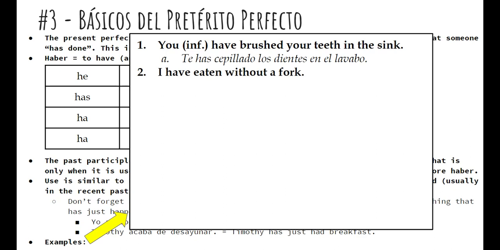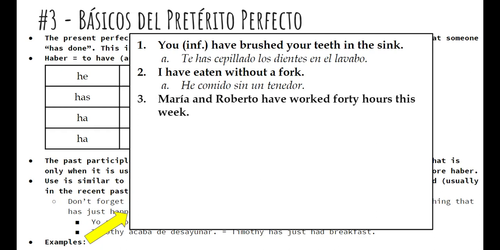So I have eaten without a fork. Here we would have he comido sin un tenedor, or yo he comido sin un tenedor. Maria and Roberto have worked 40 hours this week. Maria y Roberto han trabajado 40 horas esta semana.